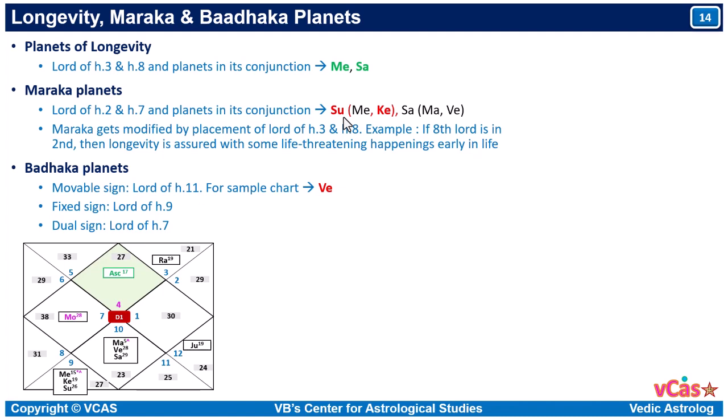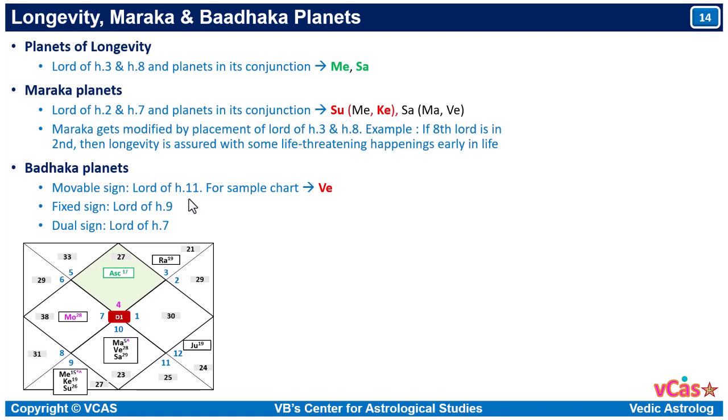But since Saturn is also the planet of longevity, I have marked it neutral. Sun is placed with Mercury and Ketu. So I have marked Mercury as neutral and Ketu as Maraka. Saturn is placed with Mars and Venus and both are marked as neutral. So finally, it is the Sun and Ketu that are the Maraka planets in this chart.